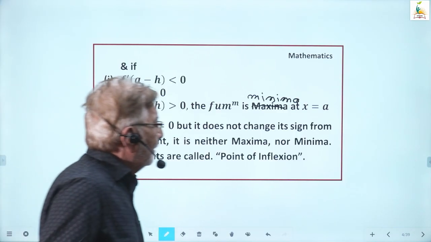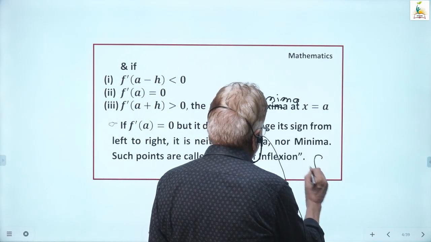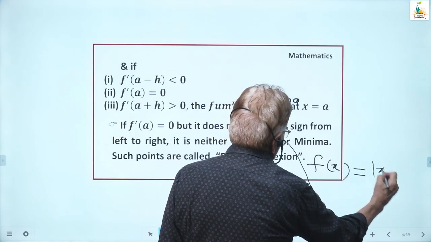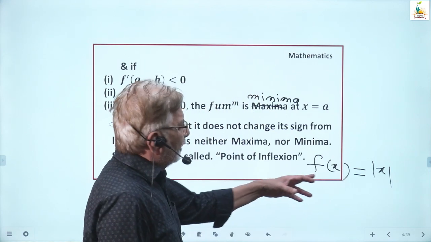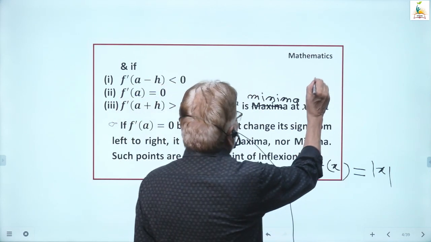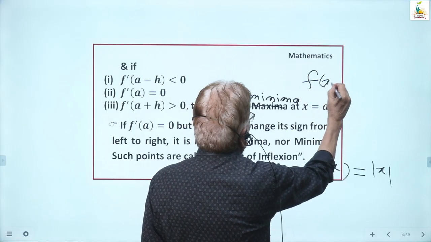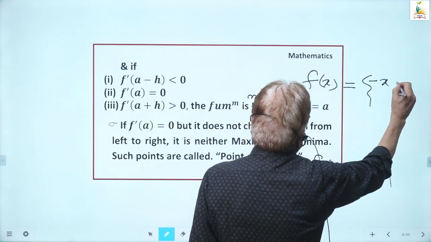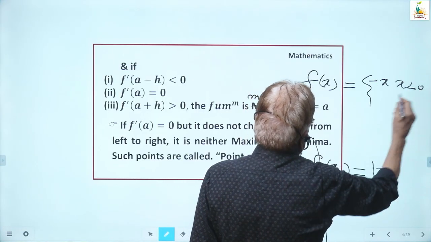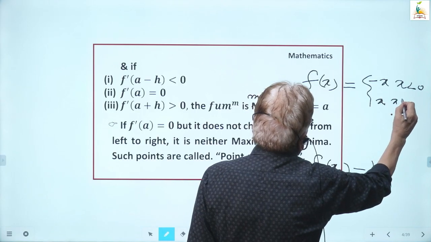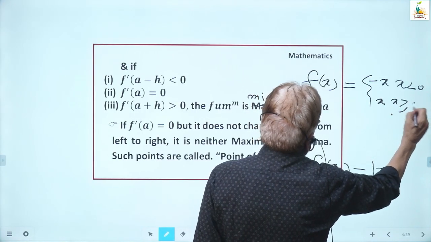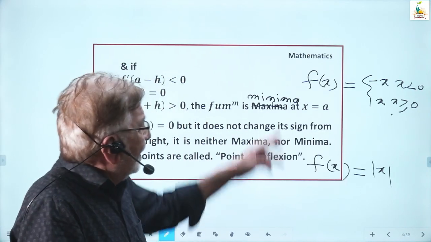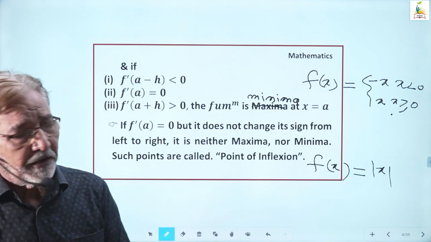For example, if I see f(x) equal to mod of x, if I write it properly, it shall be f(x) equal to minus x when x is less than 0, and x when x is greater than 0. This function is not differentiable at x equal to 0, because on the left the differentiation is minus 1, and on the right the differentiation is 1.